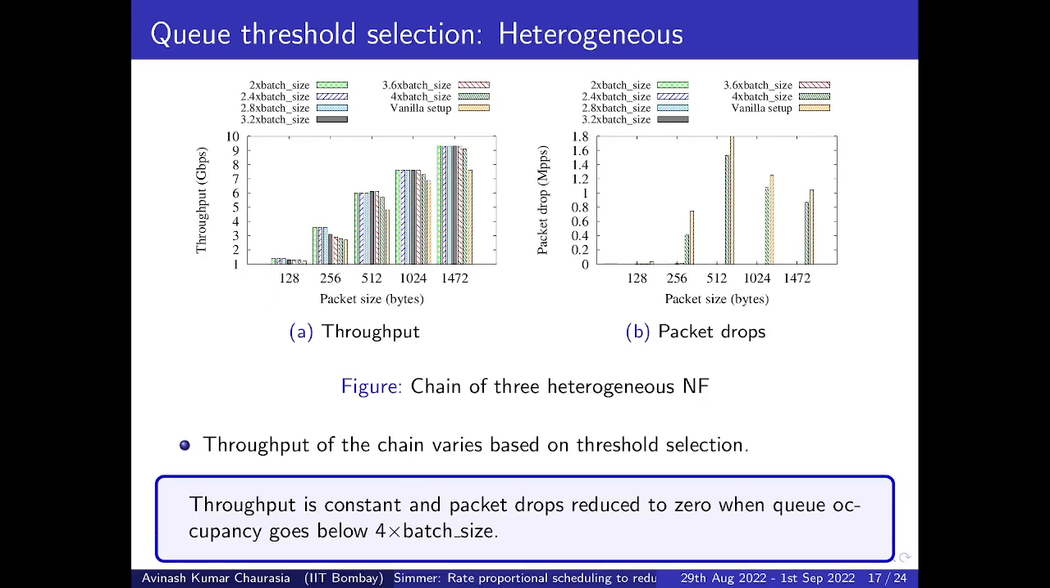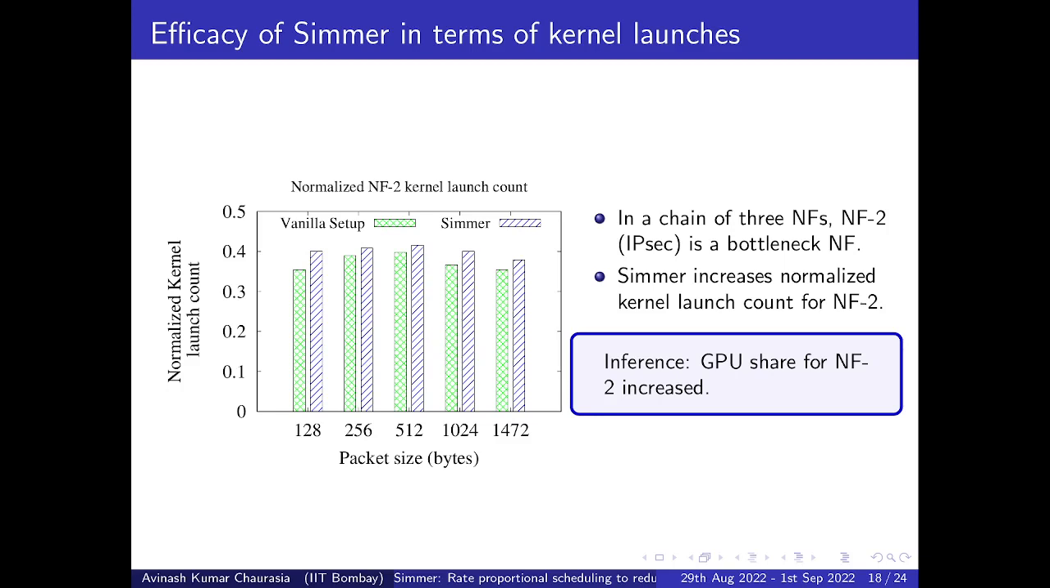For the same scenario in a heterogeneous service function chain, the threshold can be kept a little higher, but it should be kept below 4 times the GPU batch size for best throughput and 0 packet drops. This graph explains the efficacy of the simmer by showing how simmer improves the kernel launch for the bottleneck NF.